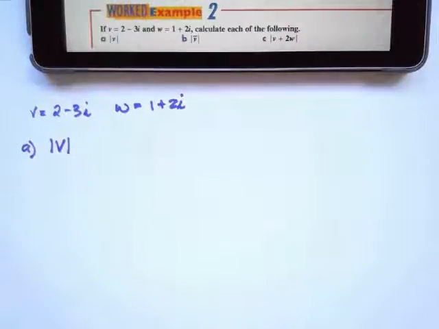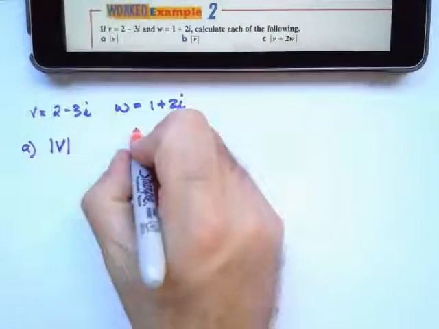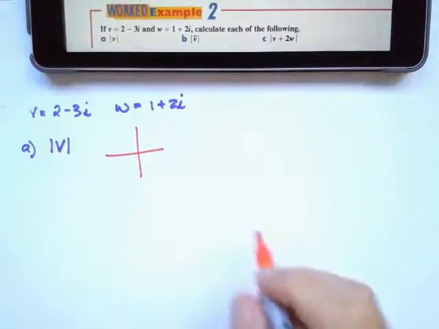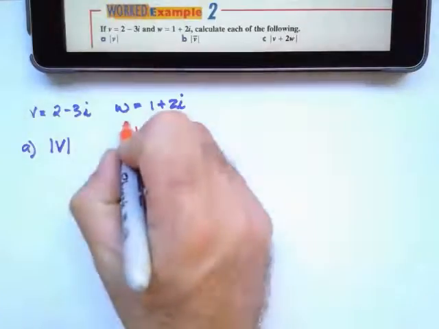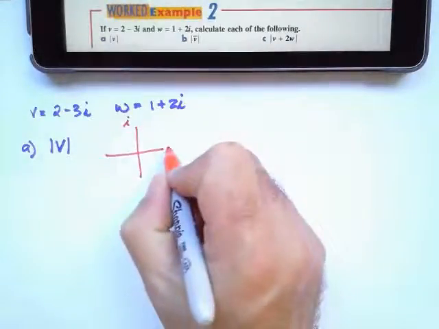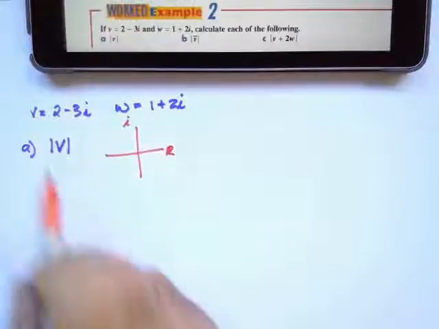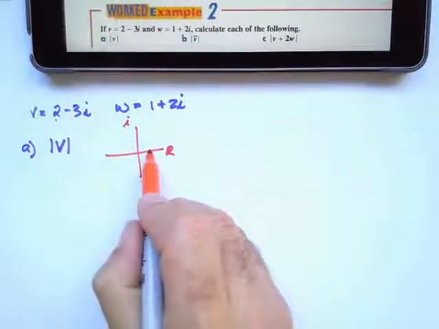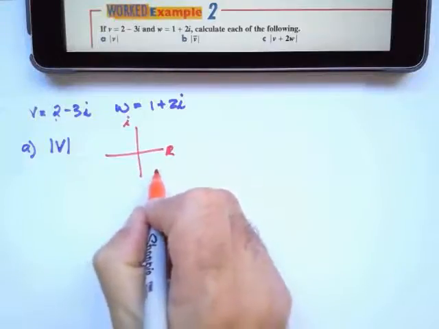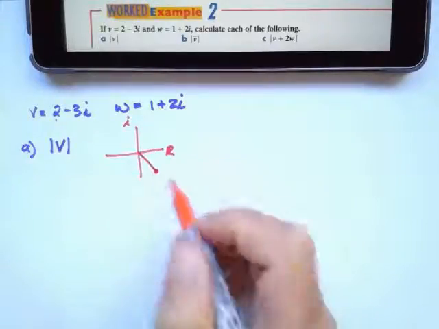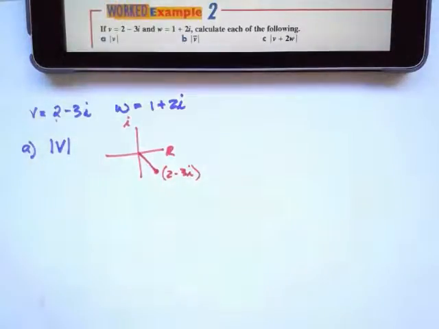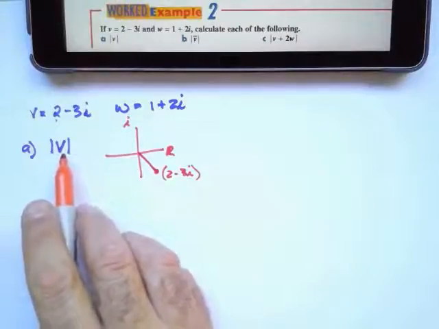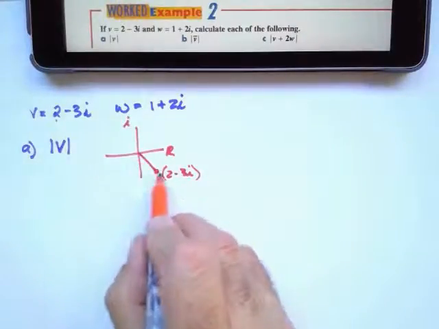Before I do that, I'm going to draw you a little Argand diagram. On the Argand diagram, this is my imaginary axis, and this is my real axis. Which means that my real value is 2, and my imaginary value is negative 3, so V will lie there. That point there is 2 minus 3i. When they ask us what is the magnitude of V, they ask us how long is that line.